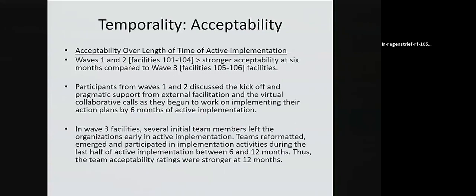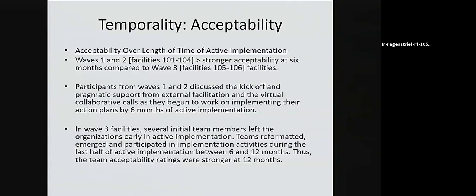Okay, and I bring up the issue of temporality, which in implementation strategies is a key concept about when over the course of time of implementation is maybe the most crucial time for implementation. And we saw some relationships over time with acceptability. And as the facilities became more accomplished, or as they got more done, their acceptability went up.